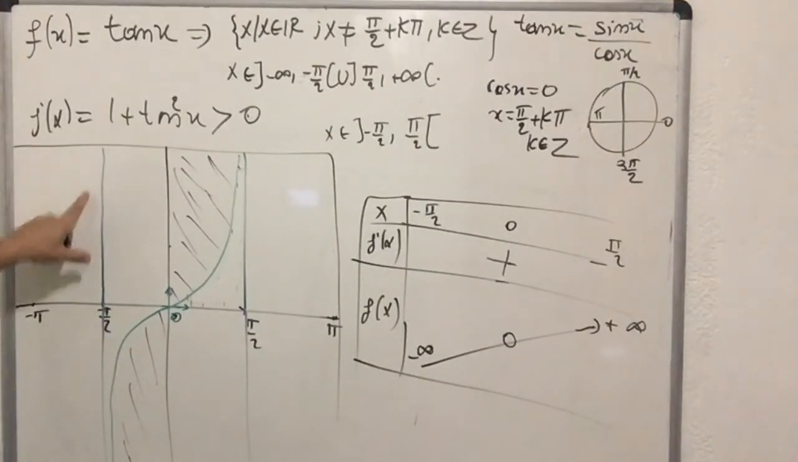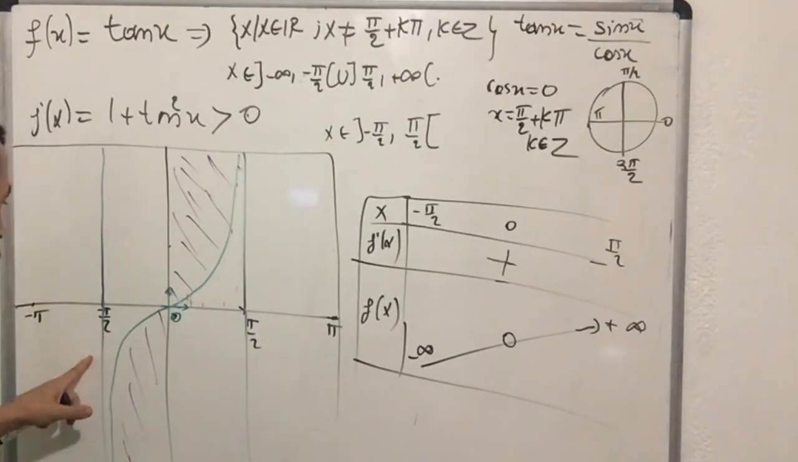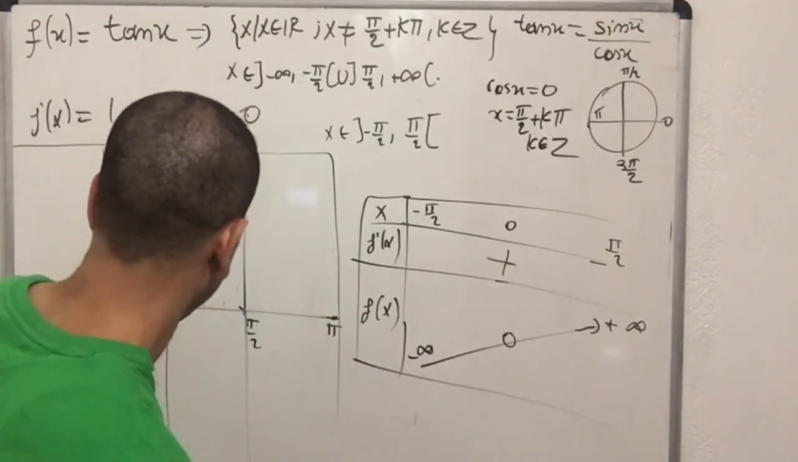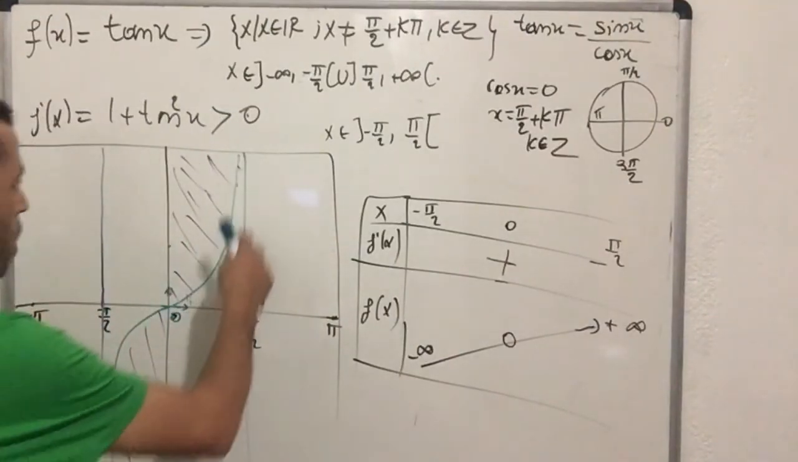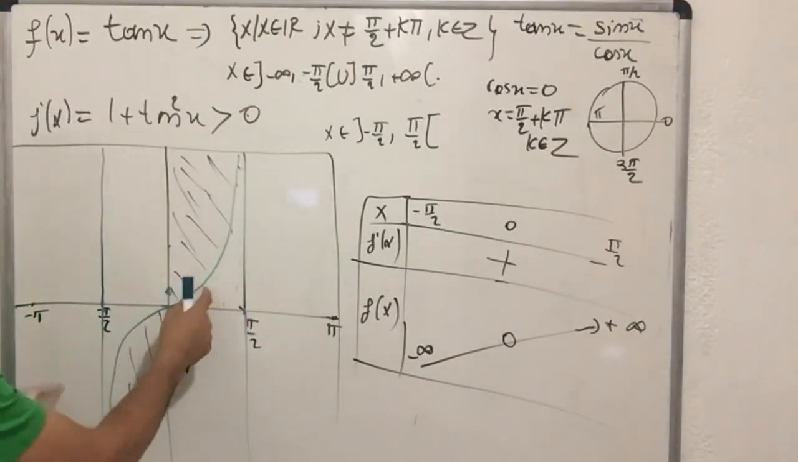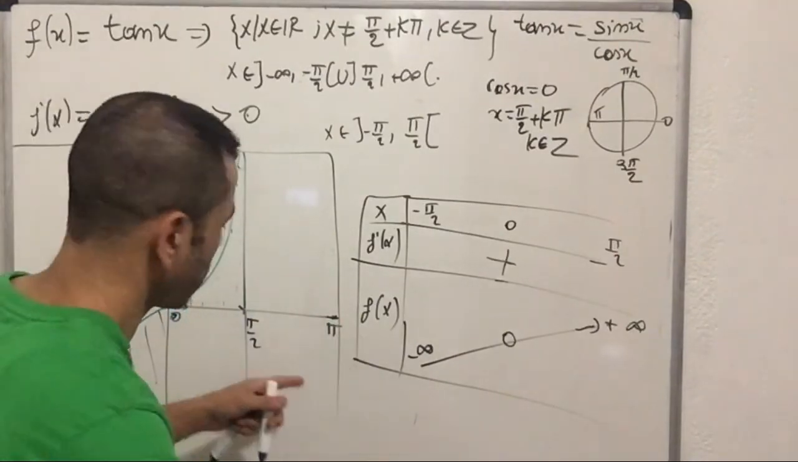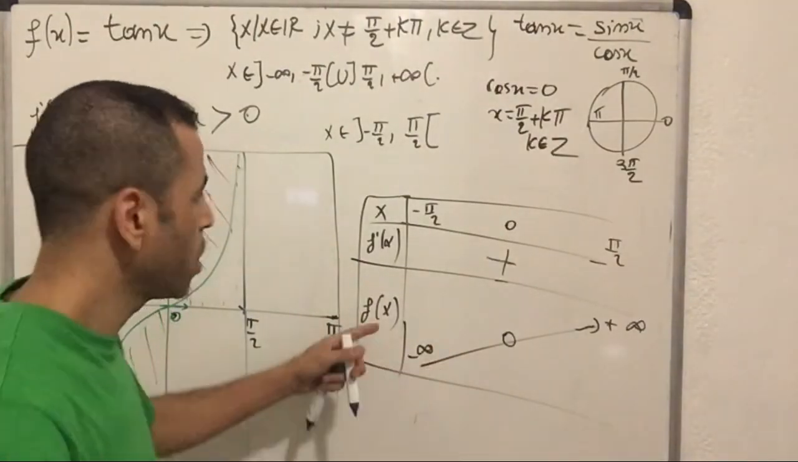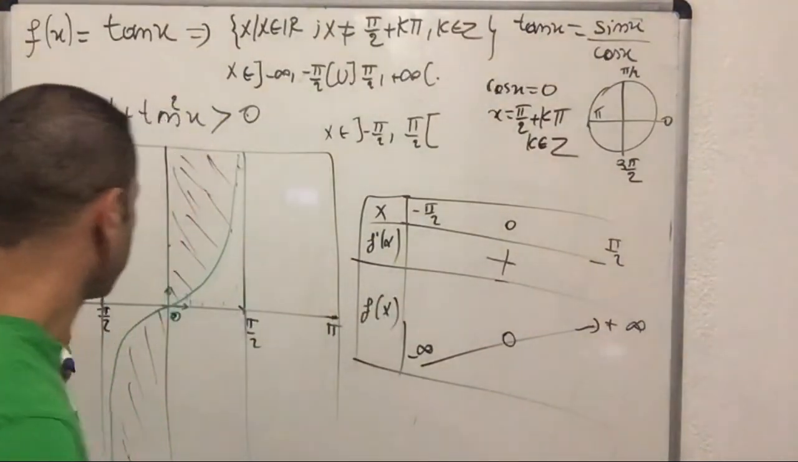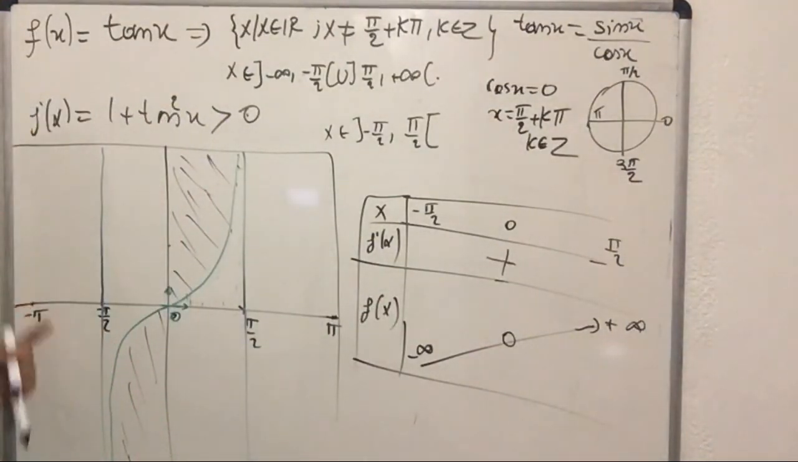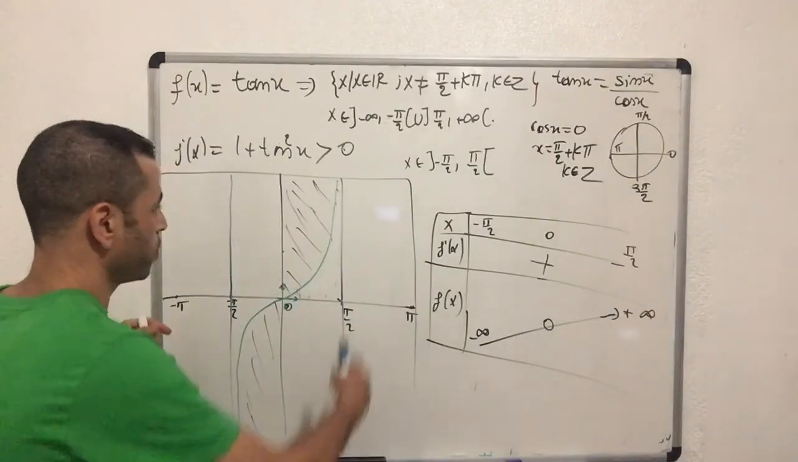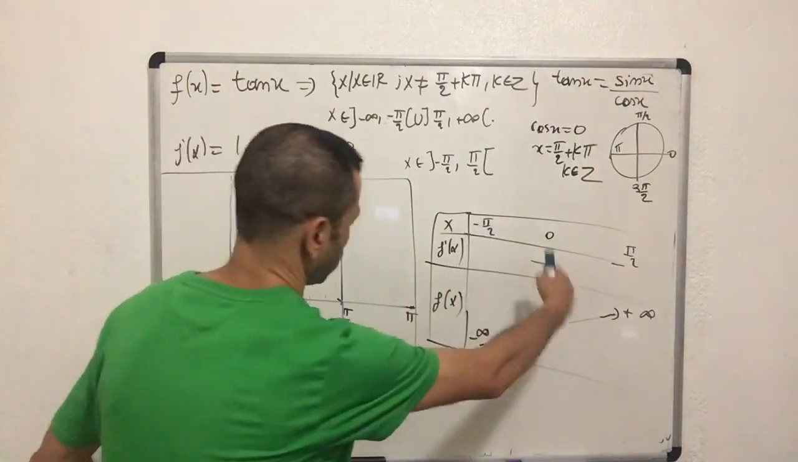So x equals minus pi over 2 and x equals pi over 2, as vertical lines, are asymptotes of this function, okay? The same thing at the points 3 pi over 2 and minus 3 pi over 2, okay? Because this function is a periodic function, okay?